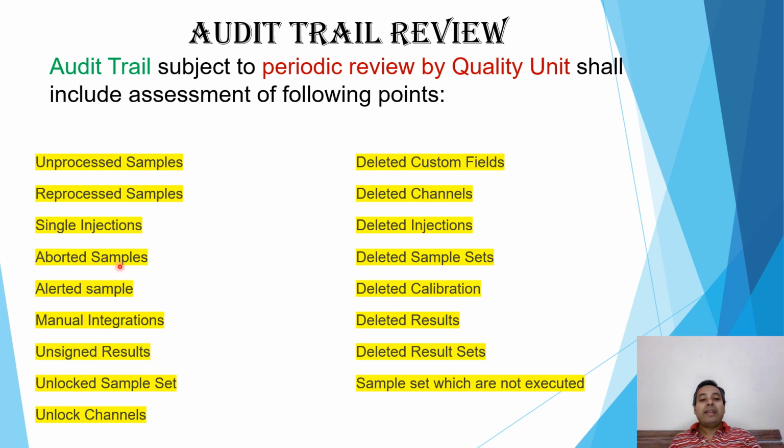Whether any sample was aborted, and if the sample was aborted, then the reason should be mentioned clearly in the audit trail. Whether any sample was altered, if the sample was altered, then also the reason should be mentioned in the audit trail. Whether any integration parameters were found to be manually done by the user department. In case any integration is done manually, then prior approval from the quality unit should be taken.